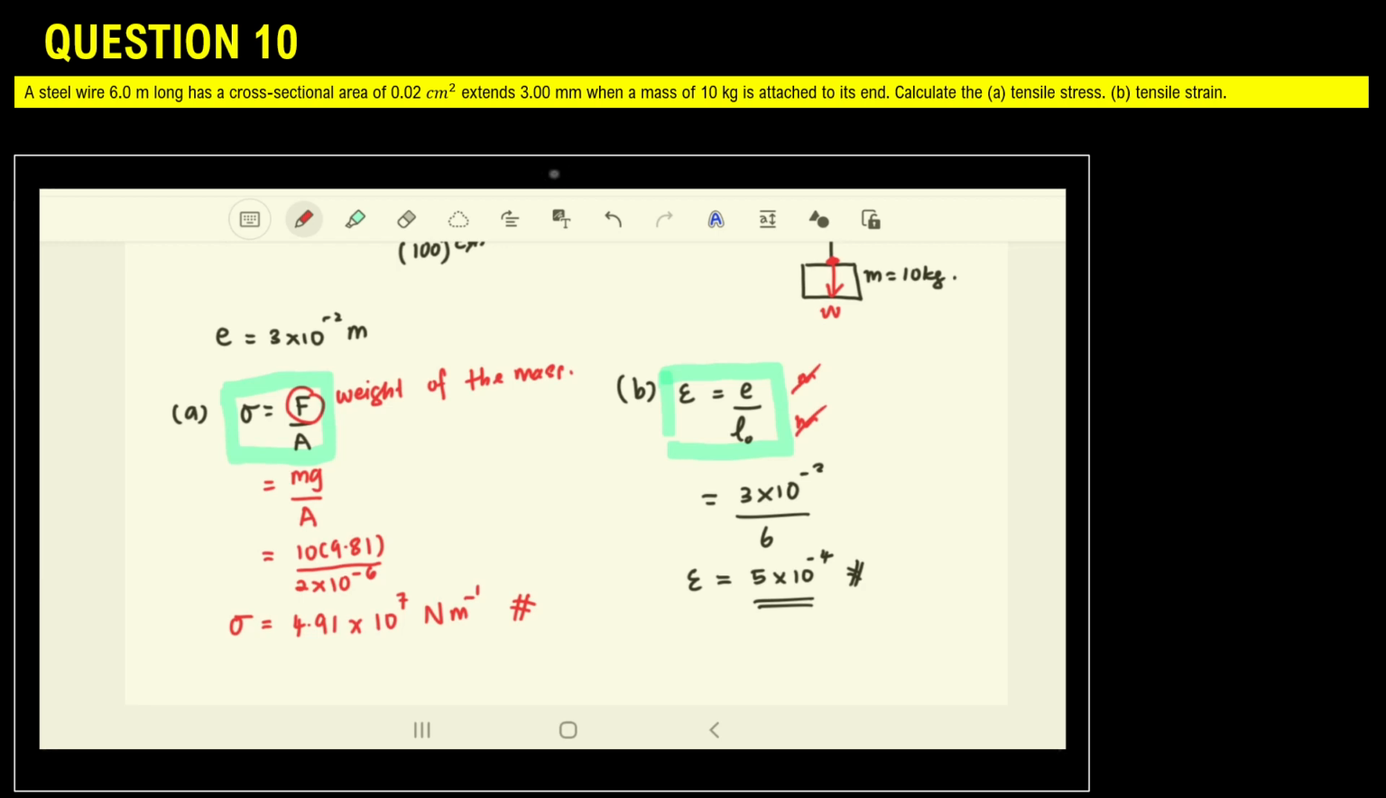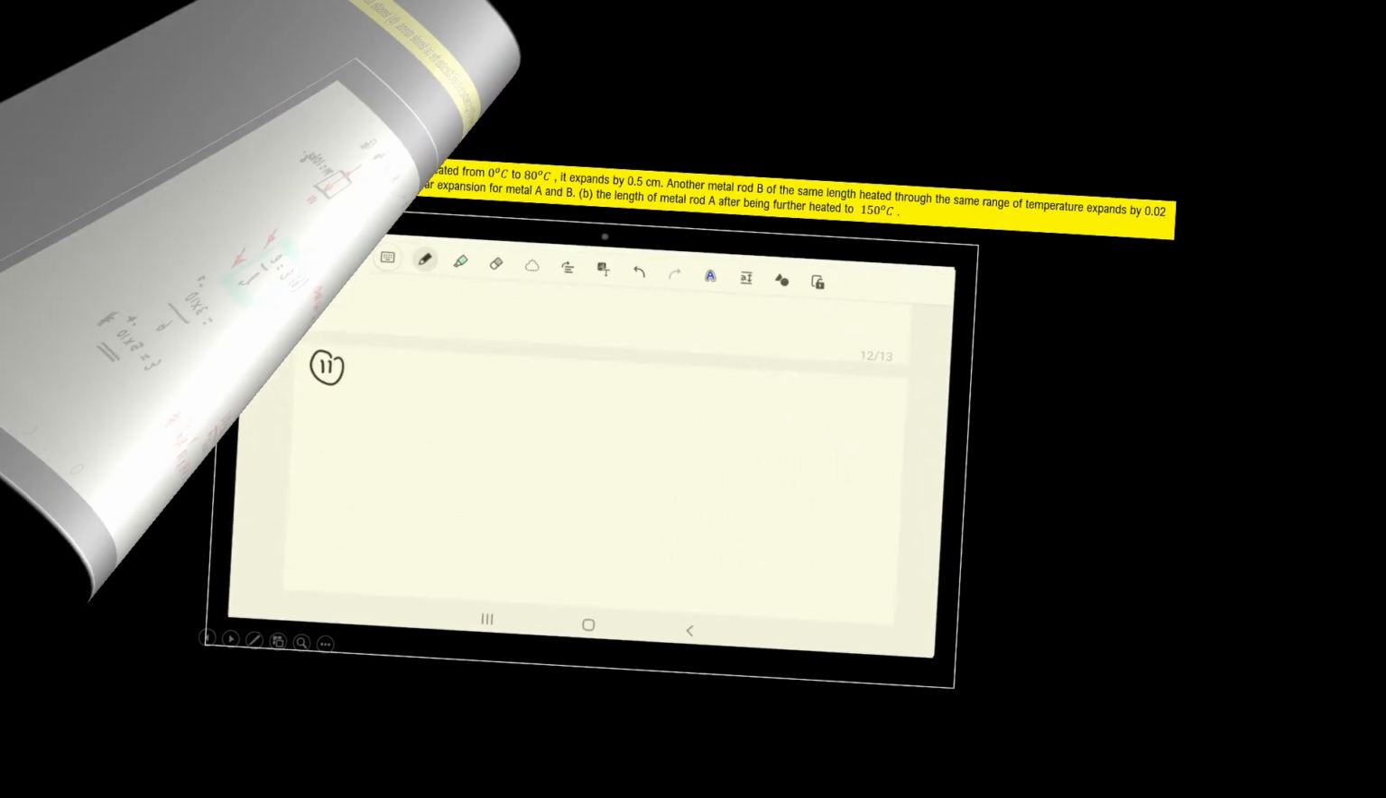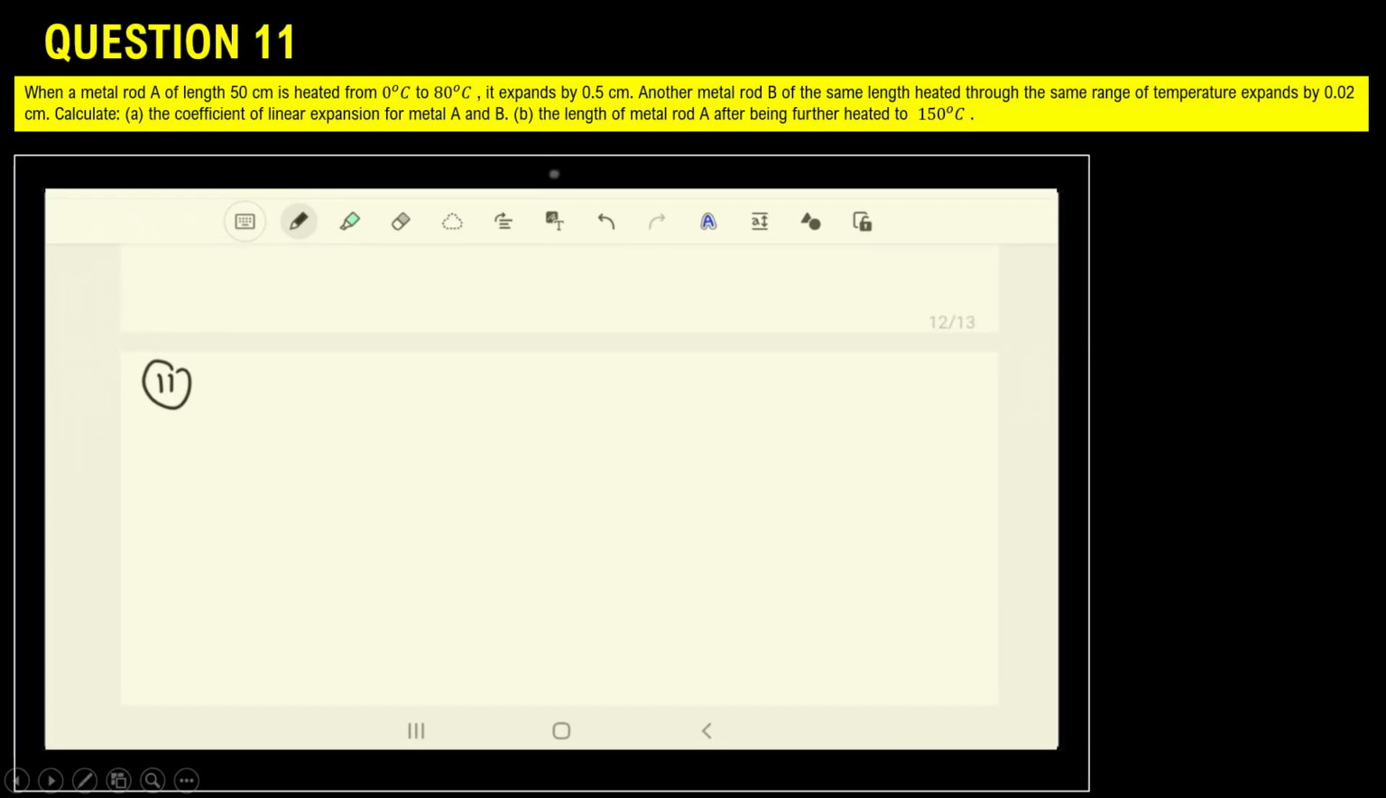So let's proceed to question number 11. We have a metal rod A of length 50 cm heated from 0 degrees Celsius to 80 degrees Celsius. That means we have a rod where the initial length of rod A is equal to 50 centimeter and the initial temperature is 0 degrees Celsius while the final temperature is equal to 80 degrees Celsius.